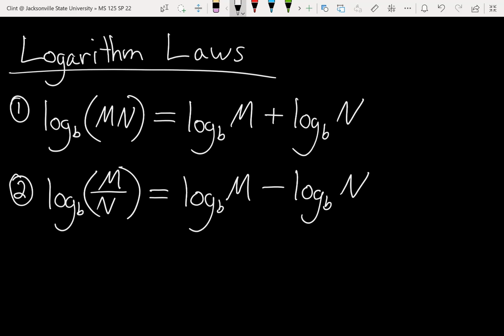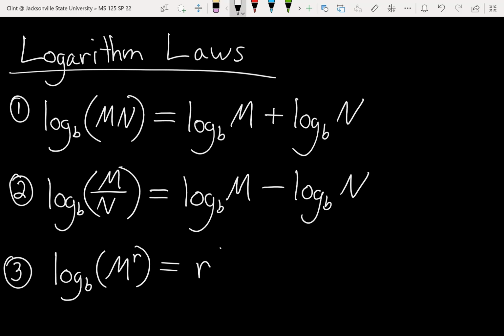And then the third one is if we have the log of something raised to a power, I'm going to write m to the r power. What happens is we can take the power inside the logarithm and turn it into multiplication times the logarithm. So log of m to the r power would be the same thing as r times log of m. And these hold for any base. So specifically for us, they hold for natural log.